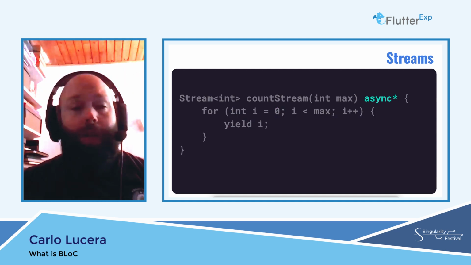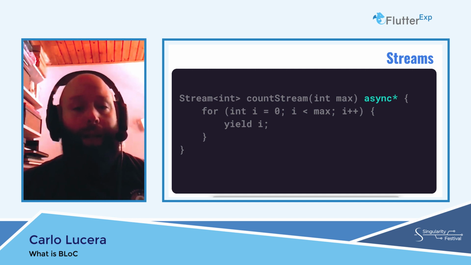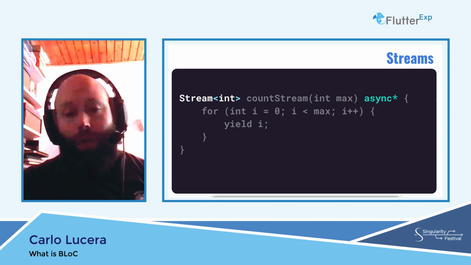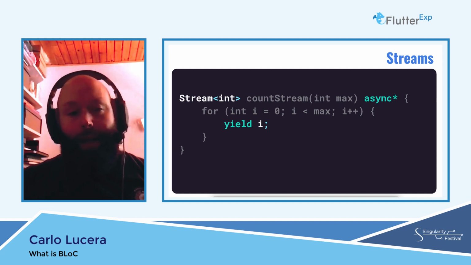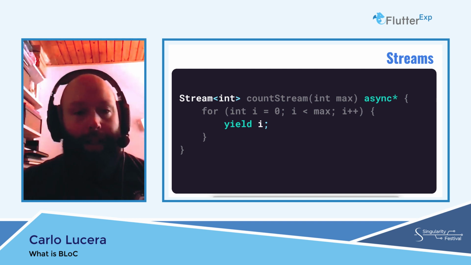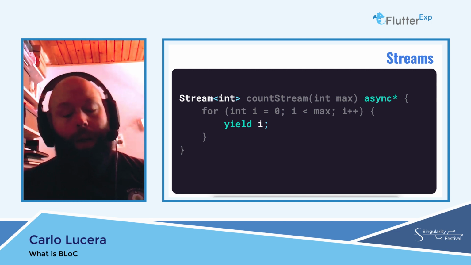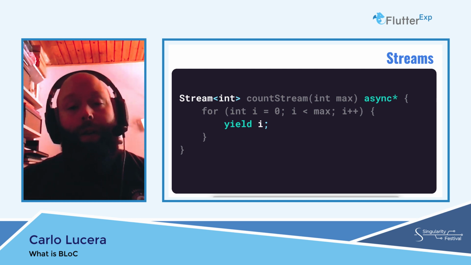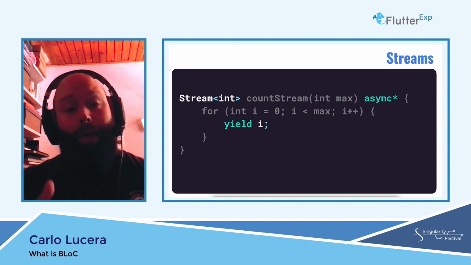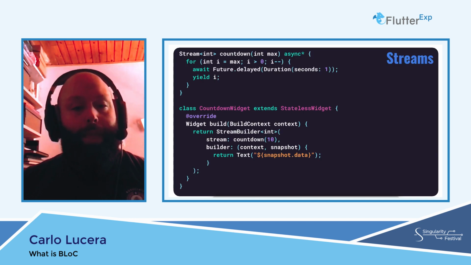To declare a method that returns a stream, you should use the keyword async with an asterisk, and it will return a stream of the type you want. Then, inside your method, you can use the yield keyword in order to have the result. This means that if I'm listening to the stream, mostly done by a stream builder widget, we will see that later, you will have, in this case, a number of returns equal to the max value that we pass.